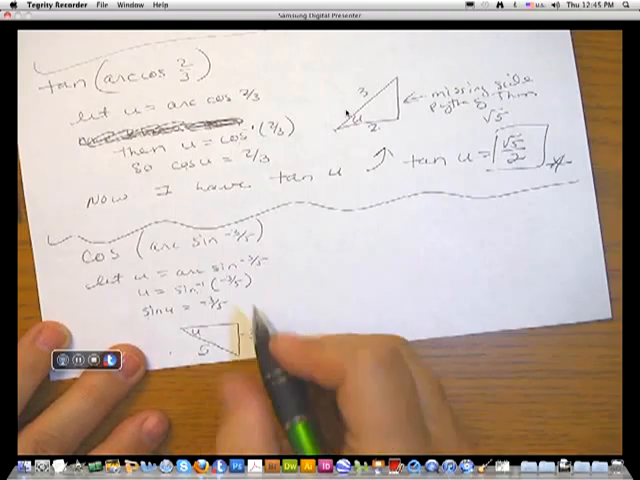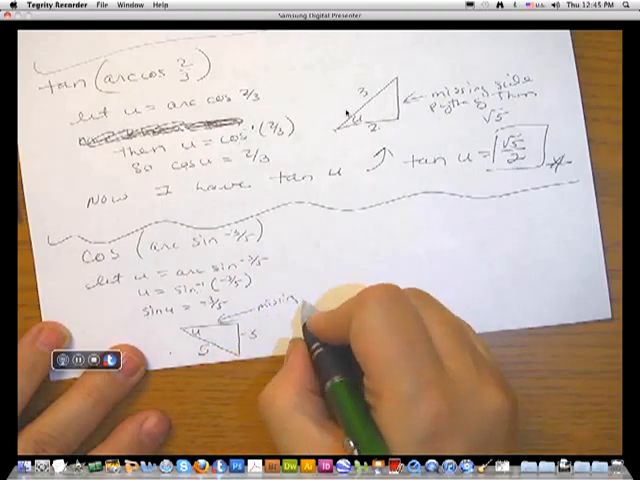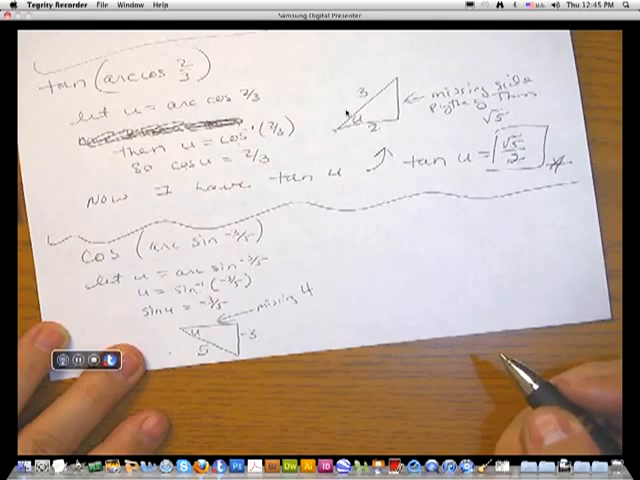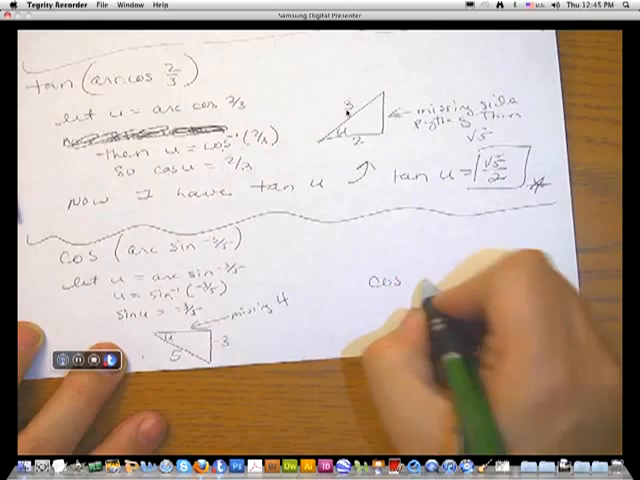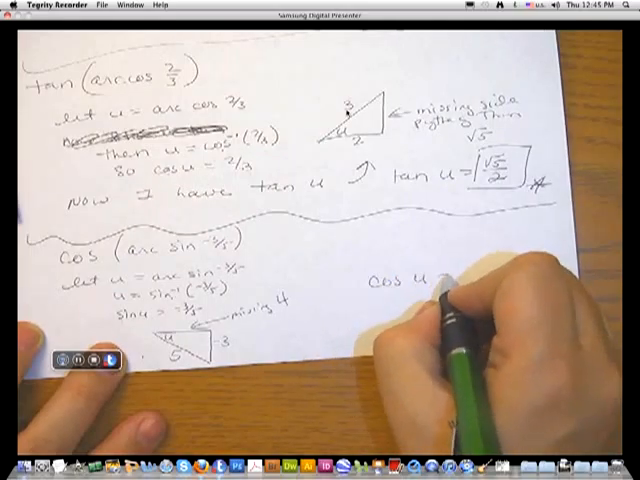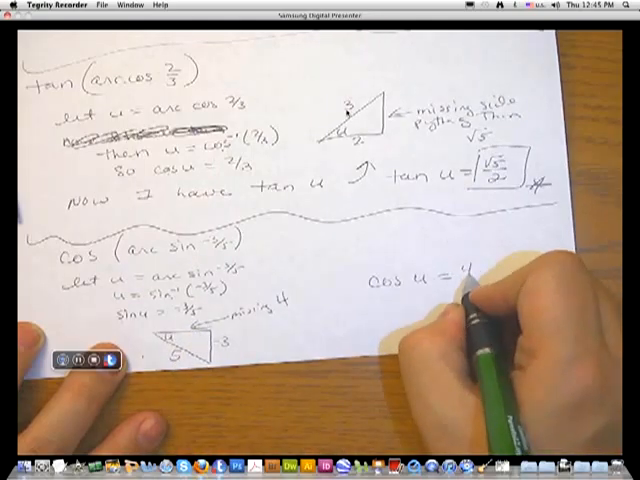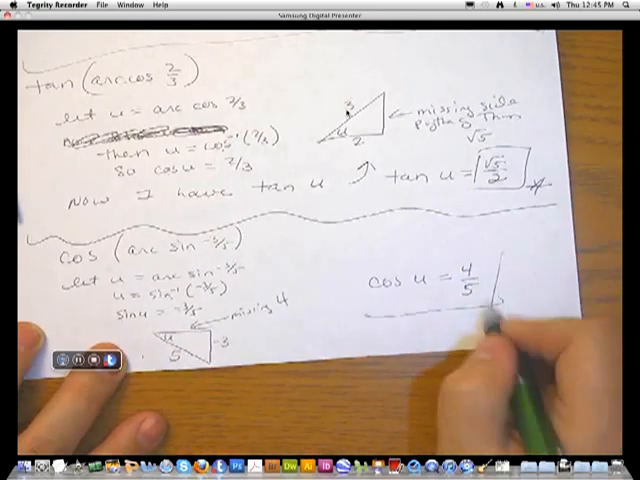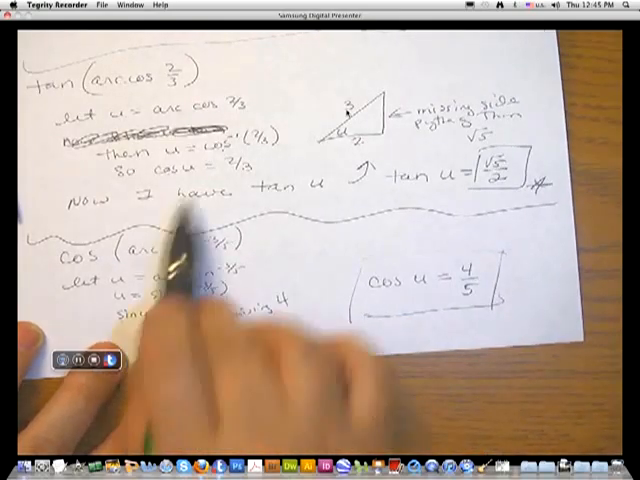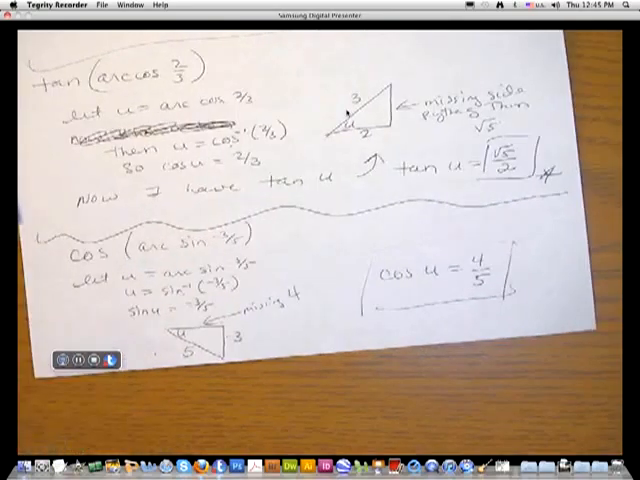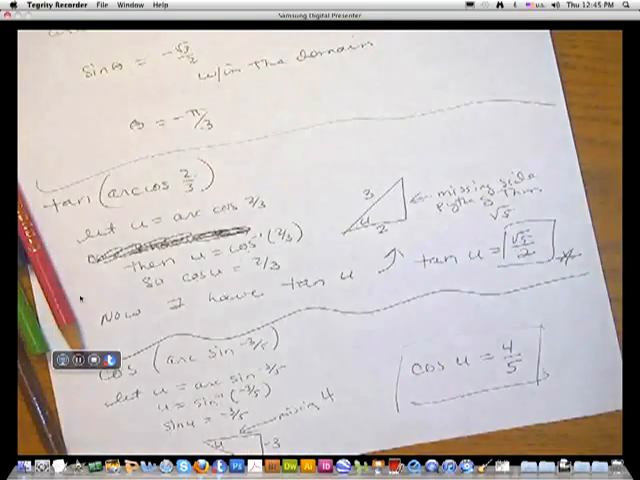Opposite over hypotenuse. Therefore, the missing side by Pythagorean theorem is 4. So now if I want cosine of u, adjacent over hypotenuse, and we have our solution. You'll definitely be seeing these again, but that's going to be 4.7.